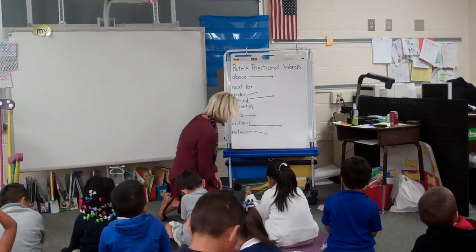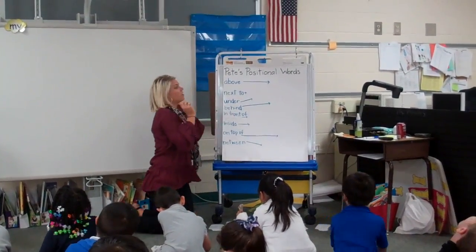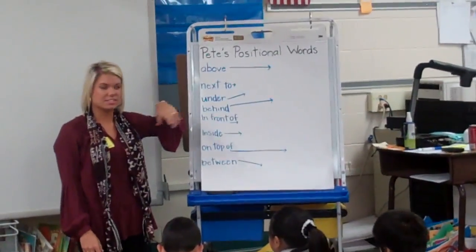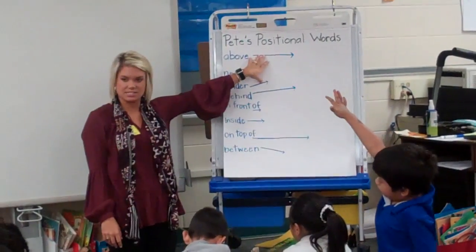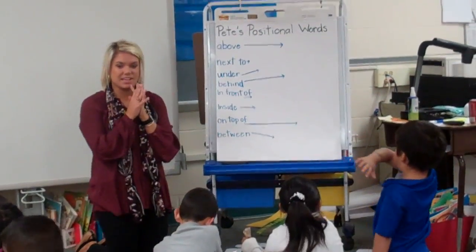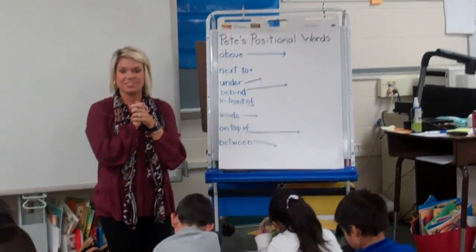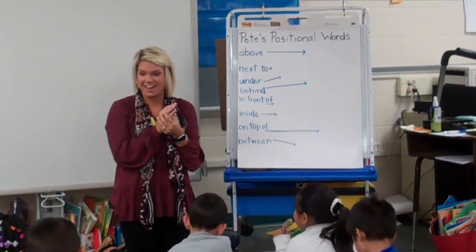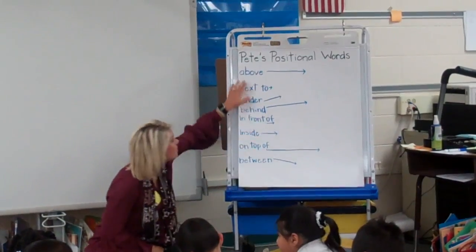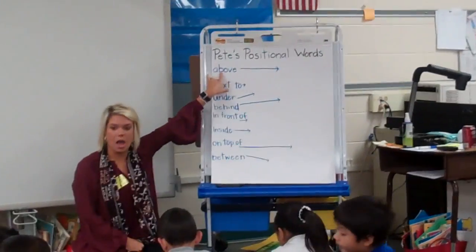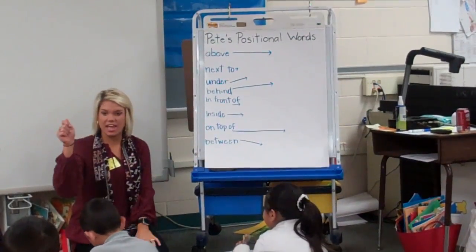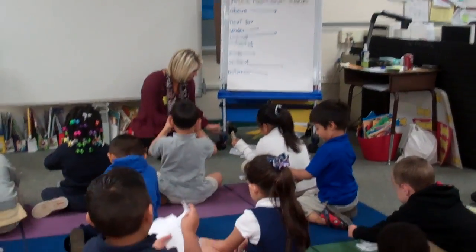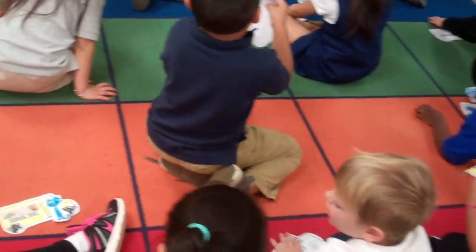All right. So, this is called Pete's positional words. Okay? And does anyone remember what a positional word is? It's up there, but what is it? Luis. It tells you where something is, right? Good job, Luis. Okay, so this word is above. Can you take your cat and put it above your bus for me real quick? What's that look like? Above your bus, not above you.